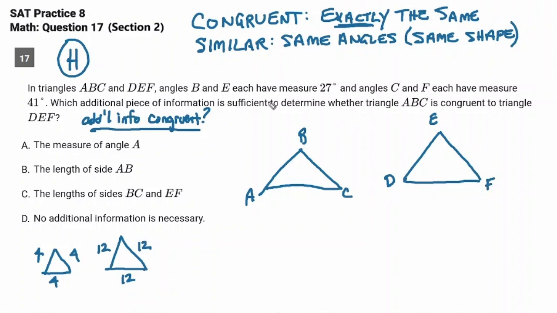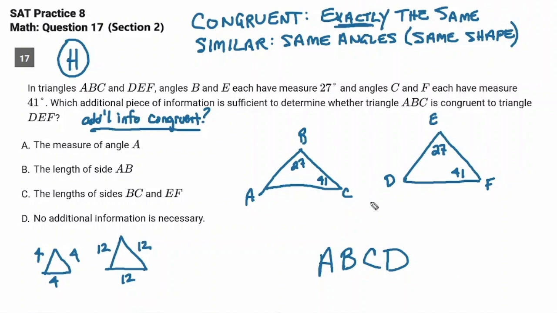So B and E have 27 degrees. They're in the same spot. Okay, that's good. And C and F are 41 degrees. All right, you definitely want to write ABCD because you're definitely going to have to cross off here. We are not going to go through a geometric proof. We're just going to eliminate answers that can't be right.